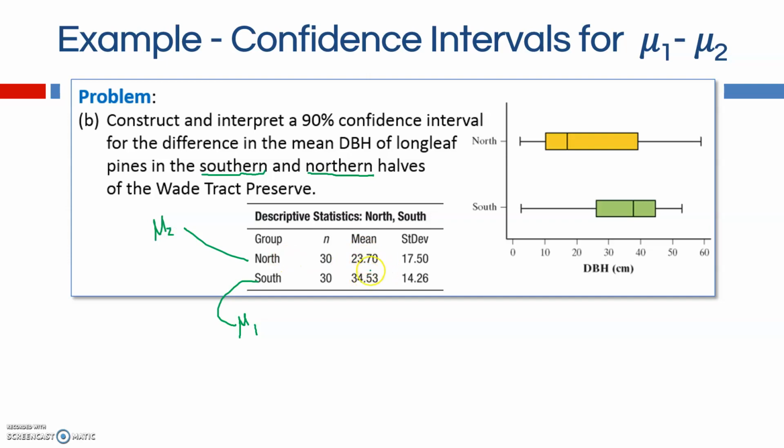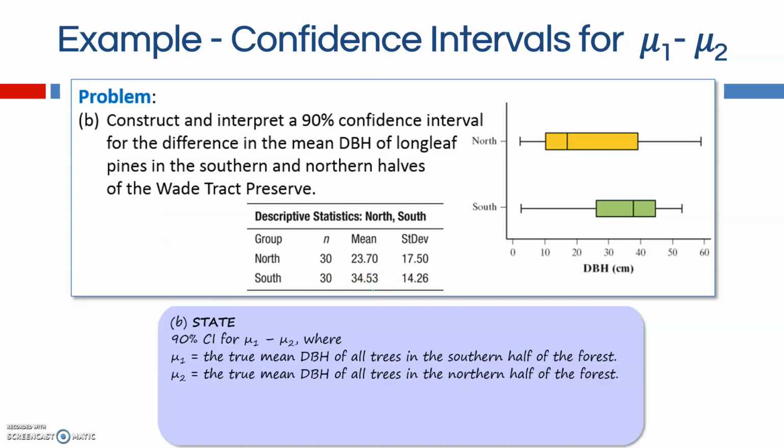Okay, and that's basically to keep that confidence interval positive because I see this has a higher mean here and this has a lower one. So sometimes you may do that to keep the interval in a certain way, but sometimes it makes no difference. But here we're going to just go through our steps and see how this all works out. So we're going to state we want the 90% CI for mu1 minus mu2, where mu1 is equal to the true mean DBH of all trees in the southern half of the forest.